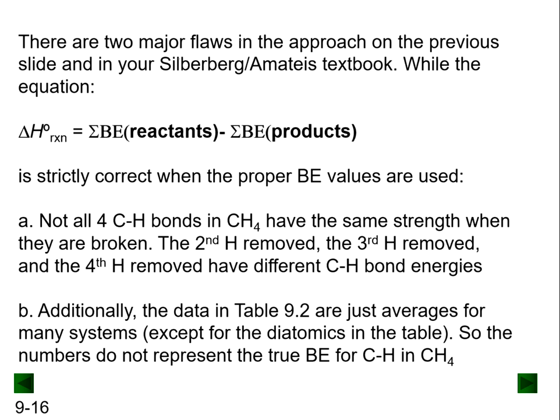Additionally, the data in table 9.2, just like we talked about before, are averages for many systems except the diatomics in that table. So the numbers aren't the true bond energies for carbon-hydrogen in CH4, so you don't get the correct value. If you do it using the methods in chapter 6, which are correct, you'll get a different number. If you are really diligent and careful, you may compare those and you'll see differences.